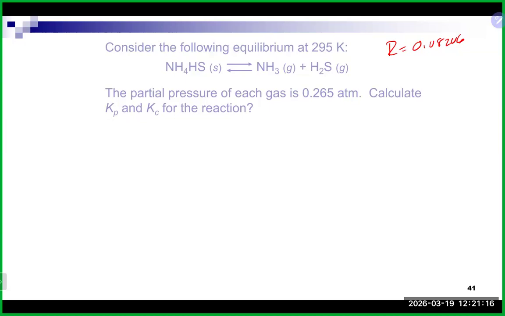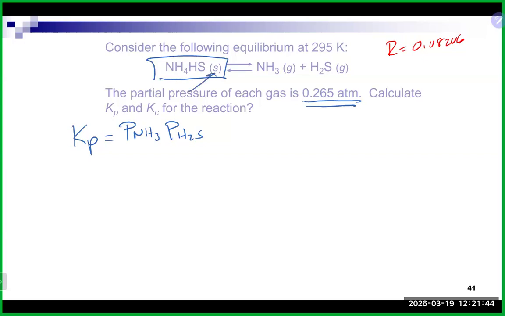Okay, let's take a look, see how we're doing. So obviously in this case, we're given some pressures here, and these are equilibrium partial pressures. So Kp would seem like the logical choice here to calculate since we have all the information we need. The Kp here would be our products, which is the partial pressure of NH3 times the partial pressure of H2S. And once again, with this being a solid, we are not going to include it in the equilibrium expression. That means for our Kp, since they are both 0.265, we're basically just going to square that.